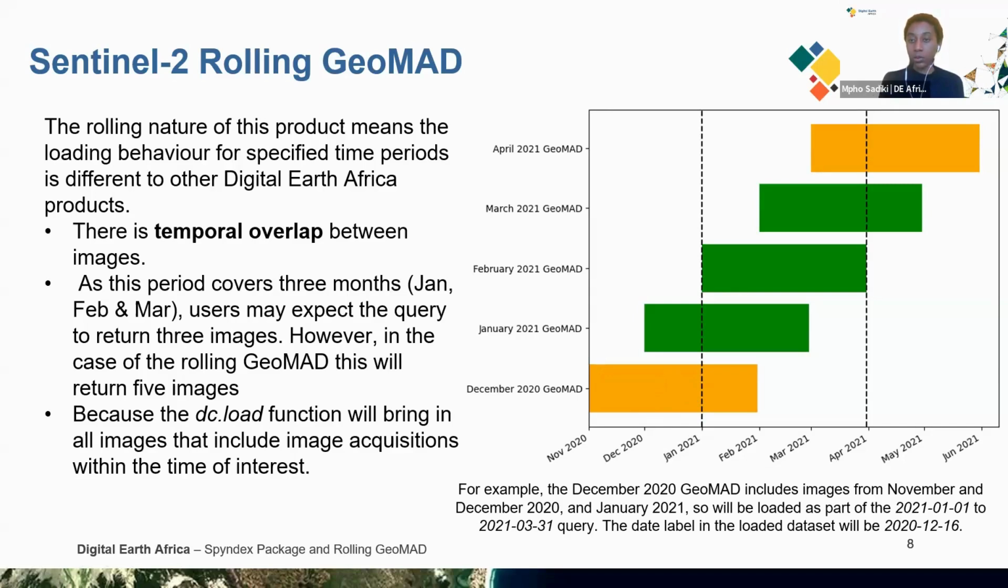And it also includes the April time frame as well. So instead of getting 3 images for January, February, and March, you get 5: one for December, January, February, March, and April as well. But that's not a problem. You'll see as we go through the notebook how you can fix that or remove unnecessary data that might be added due to the way that the rolling geomedian loads.